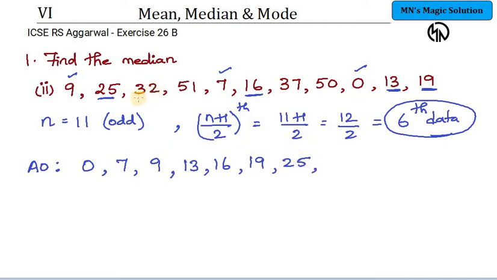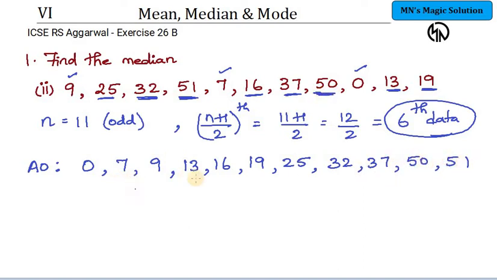And then what? 30s. 32 we have, 37 we have. So we'll write 32, then 37. 40s, is there any number in the range of 40s? No. 50s, yes, we have 2 numbers in the range of 50s. It is 50 and 51.